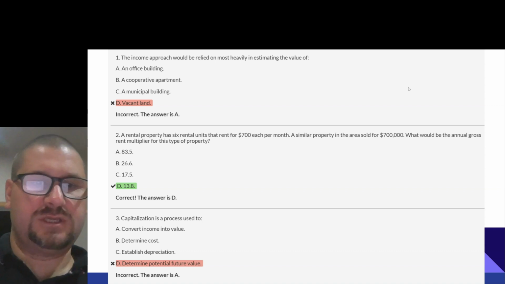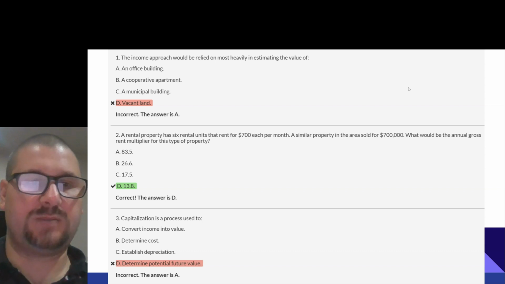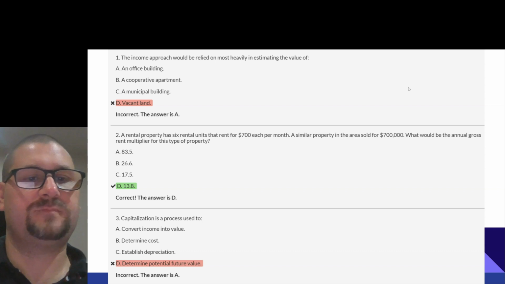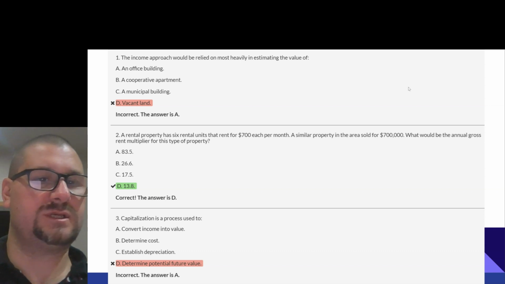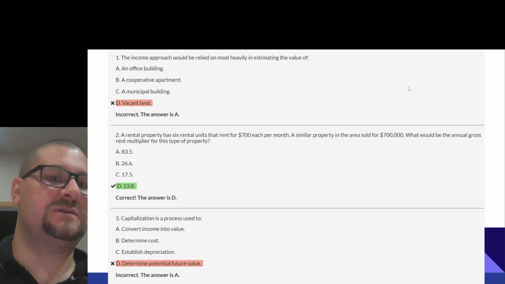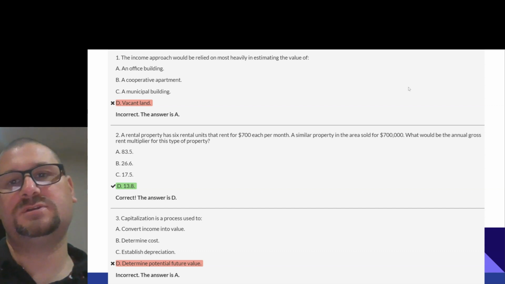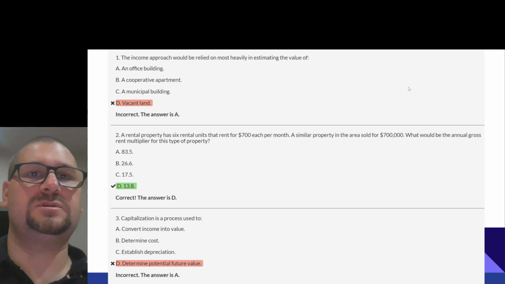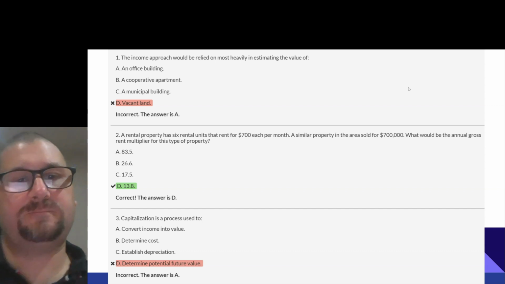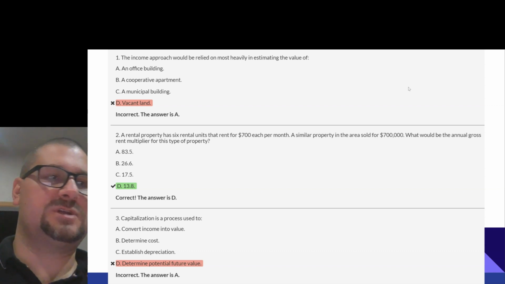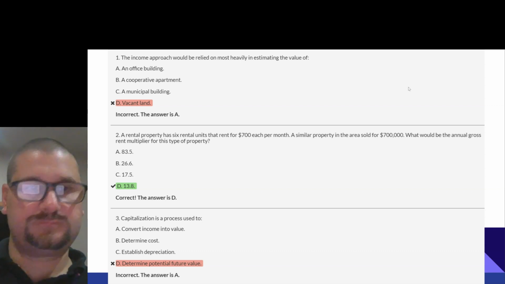Capitalization is a process used to what? Capitalization is a process used to convert income into value. Income, like an office building, we use the income approach. Whenever you have income, capitalization is going to try to convert that income into value.